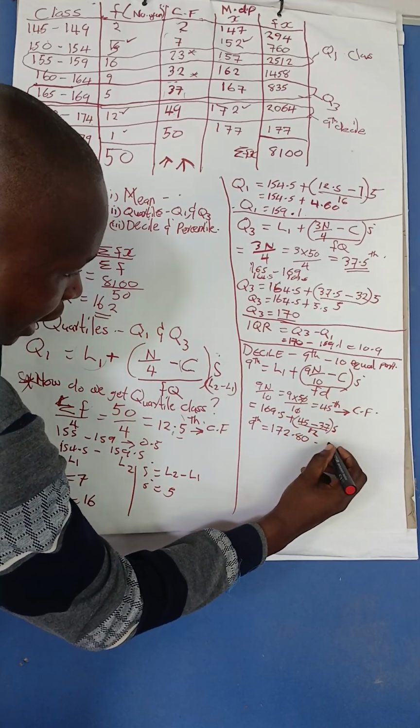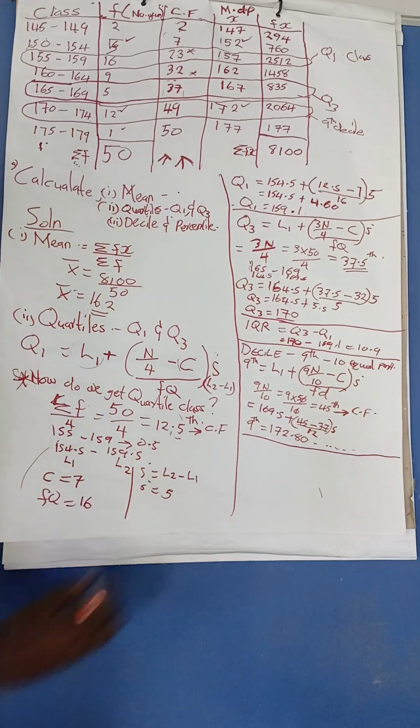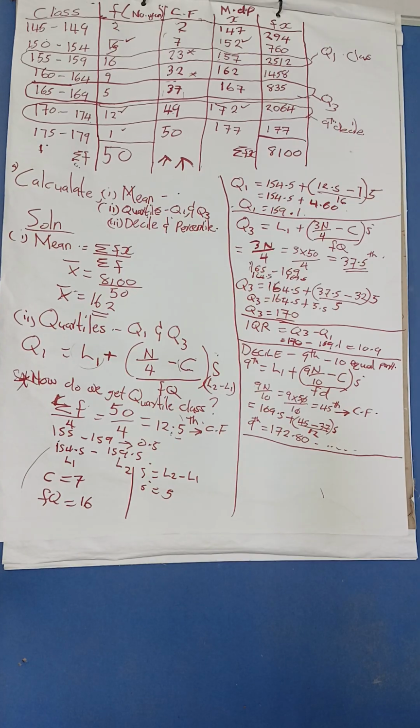172.80. So this is how we get the decile class. That is how we do the decile class. Good. Just easy that way and you're good to go.